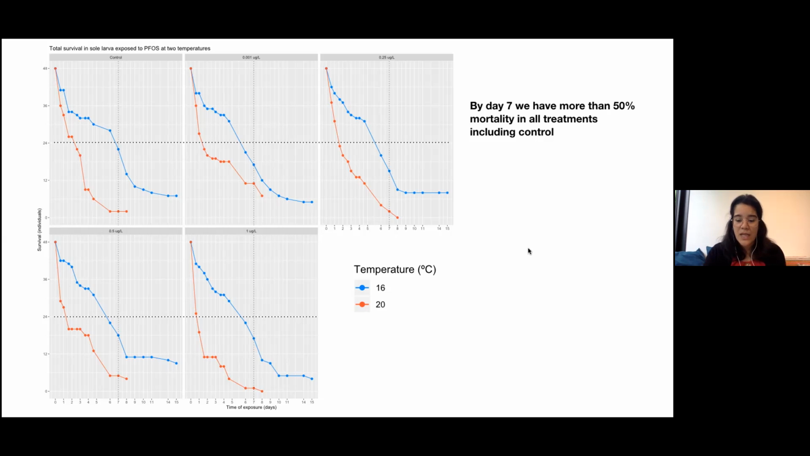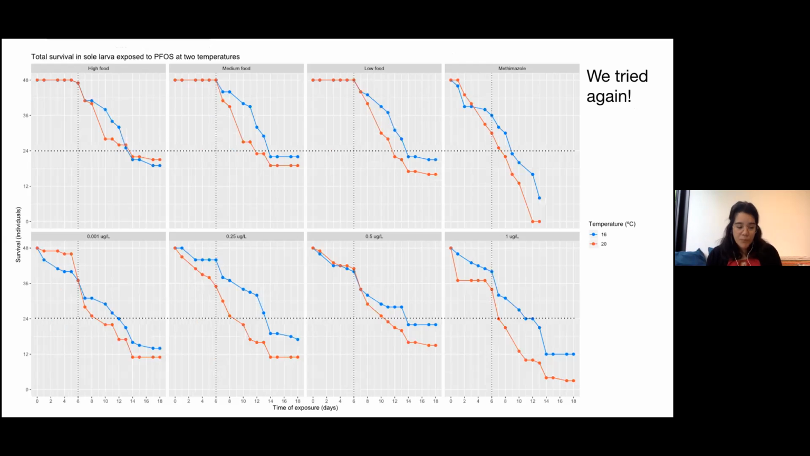They didn't eat. So we repeat the experiment and we make sure to give them a lot of food on the right day, and the survival rates are much better. And the other thing that we did is that we allowed the larvae at 20 degrees to acclimate to the temperature, because in the previous experiment we just put them at 20 degrees right away, and of course that was a thermic shock and they were not happy about it and they died very fast.